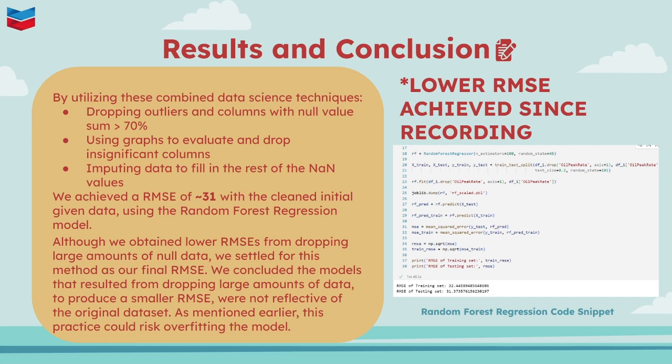Although we obtained lower root mean square errors from dropping large amounts of null data, we settled for this method as our final RMSE. We concluded the models that resulted from dropping large amounts of data to produce a smaller RMSE were not reflective of the original dataset. As mentioned earlier, this practice could risk overfitting the model. So essentially, when analyzing the predictive accuracy of our models, we have to remember the nuances in the process of obtaining these results. This is why we used a combined approach of techniques to drop, fill, and handle the null values, which were the biggest challenge of the Chevron track.